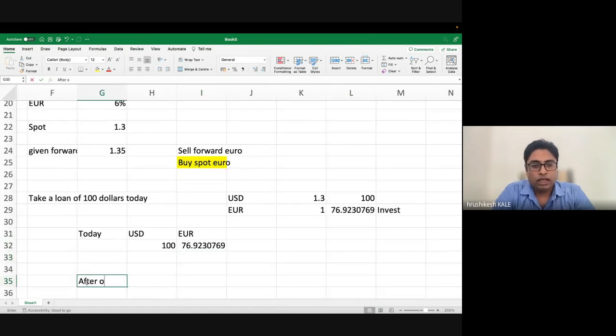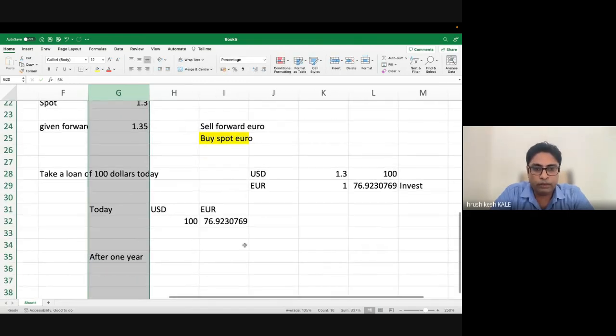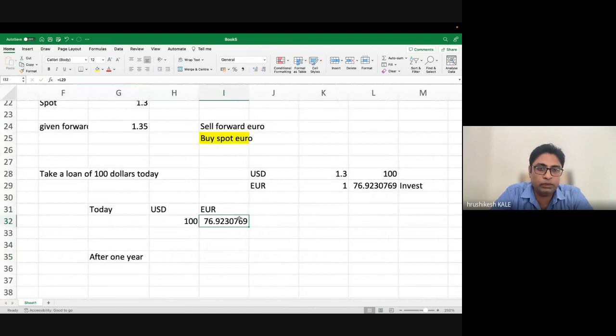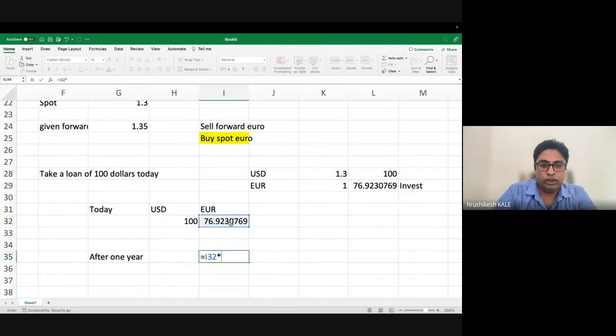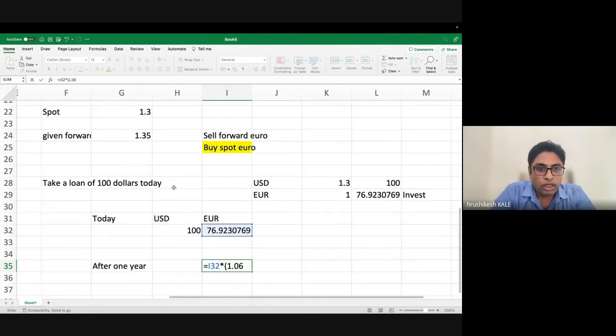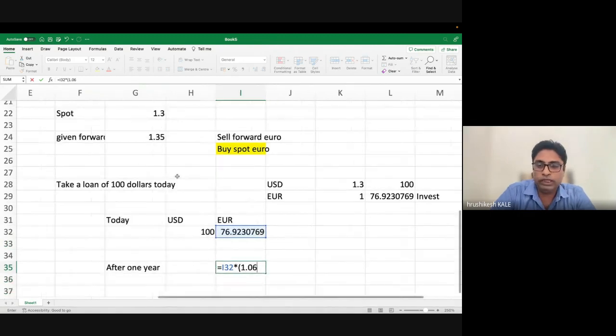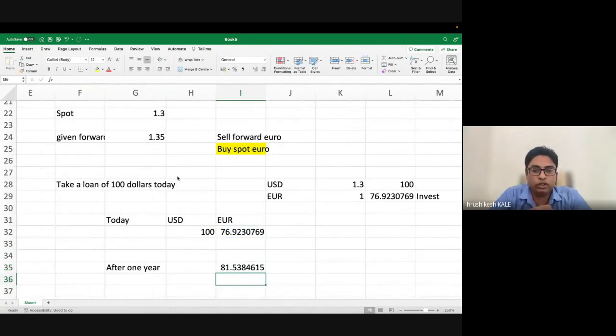Let's see what happens after 1 year. You have invested this 76.92 euro for 1 year. So you will get 76.92 into 1.06 because the interest rate of euro is 6%. So after 1 year, you will get 81.53 euros. Now, you already sold forward, so after 1 year, you will get this rate.